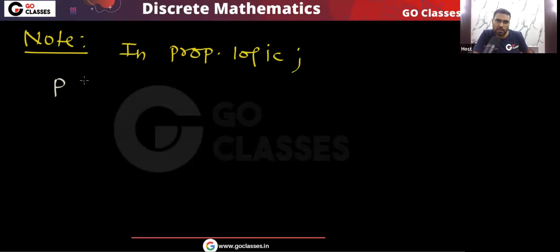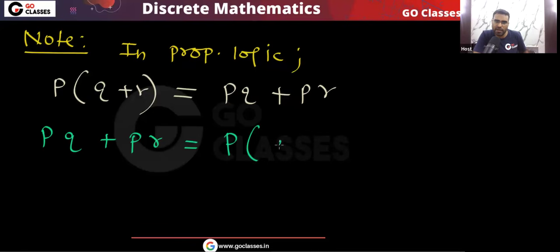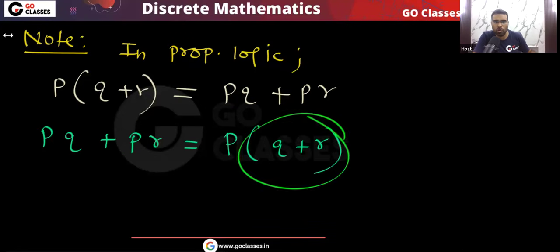For example, if you have P and (Q or R), then you can write it like this: (P and Q) or (P and R). You can also take common. For example, if you have PQ or PR, you can take P common, meaning P and (Q or R). These things you can do in propositional logic.